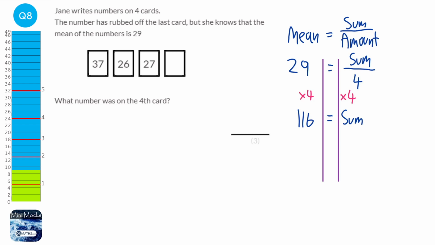So all we need to do is to find the fourth card, is get that 116 and just take away the numbers that we know.